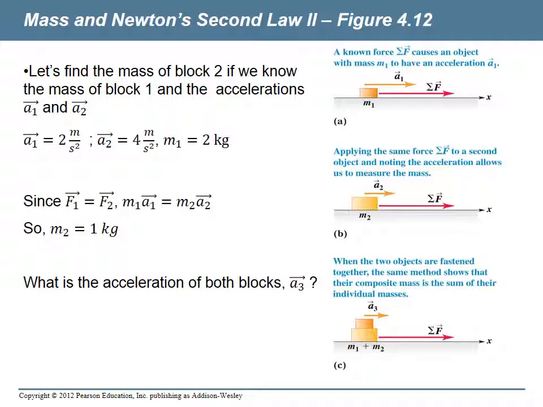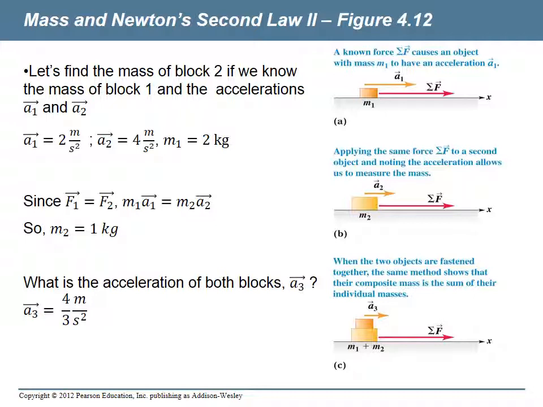So let's take it a little bit further and find out what's the acceleration of both the blocks, A3. Now again, I'm going to call this one F3, but it's the same as F1 and F2. So we have F3 is equal to mass times acceleration, so that's mass 1 plus mass 2 times acceleration 3. F is equal to the sum of these times that acceleration, or this acceleration is just this force divided by these masses.